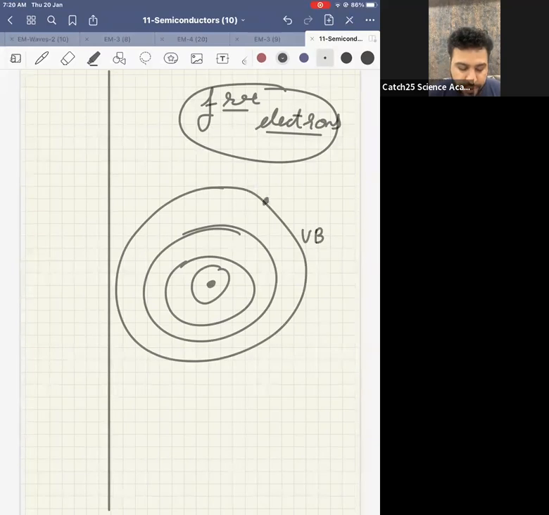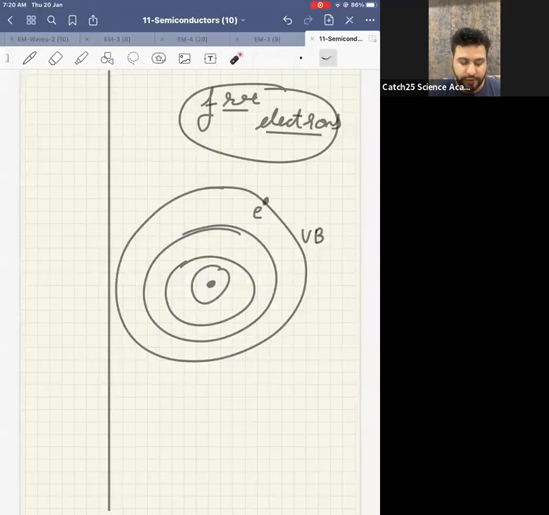Now, if an electron is in the valence orbital, is it free or not free? Answer is, it is not free because it is still a part of an atom. Correct? Now, if the electron can jump out of the valence band, then it is free, because the valence band is the outermost band. Then the electron is out of the atom.